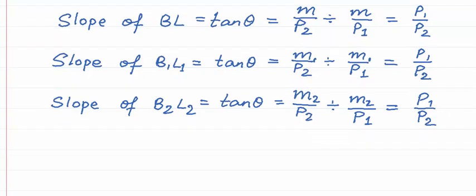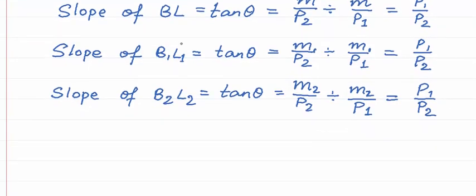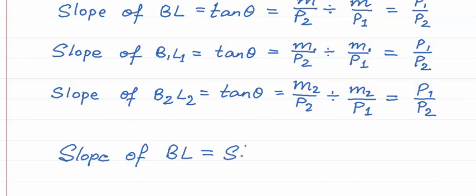Now we can see that the slope of BL is P1 by P2, B1 L1 is also P1 by P2, and B2 L2 is also P1 by P2. Hence we can say that the slope of BL equals the slope of B1 L1, which in turn is equal to the slope of B2 L2.